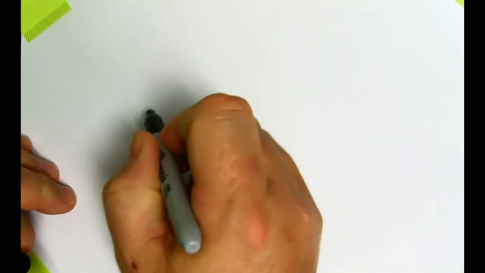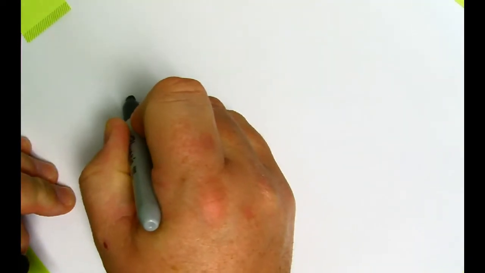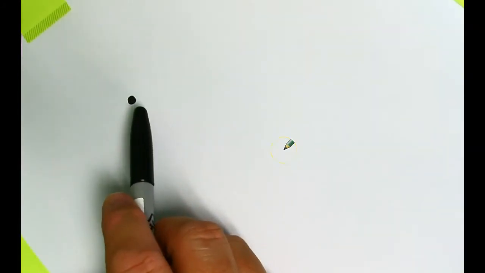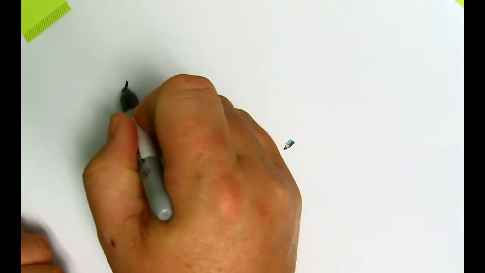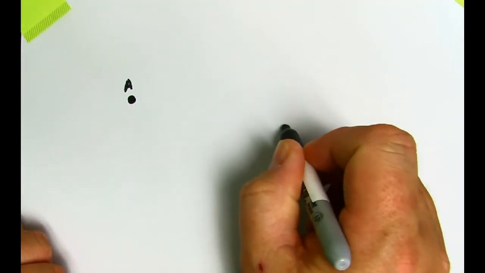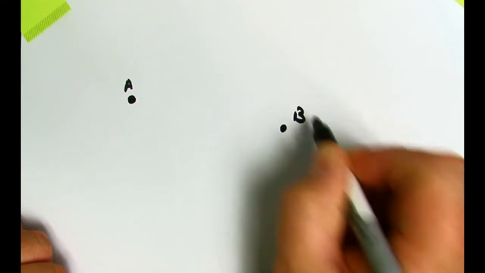Okay, ladies and gentlemen, let's start with something pretty basic. That right there is a point. We have a single point right here. I'm going to call that point A. Now, if I put a second point on here, I'm going to call it point B.